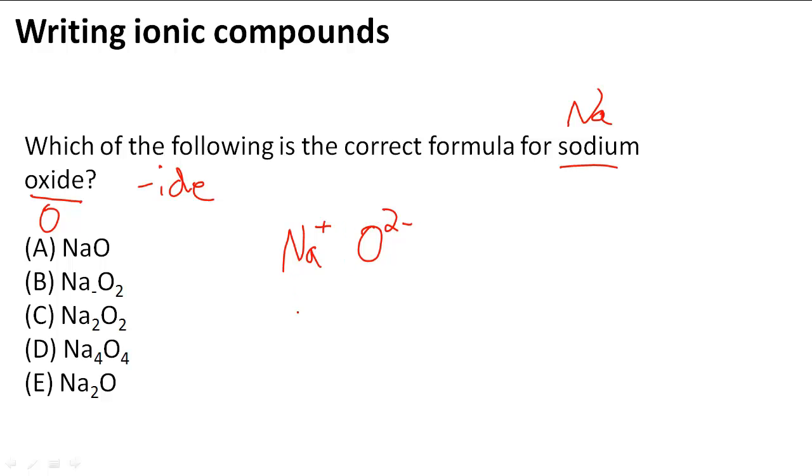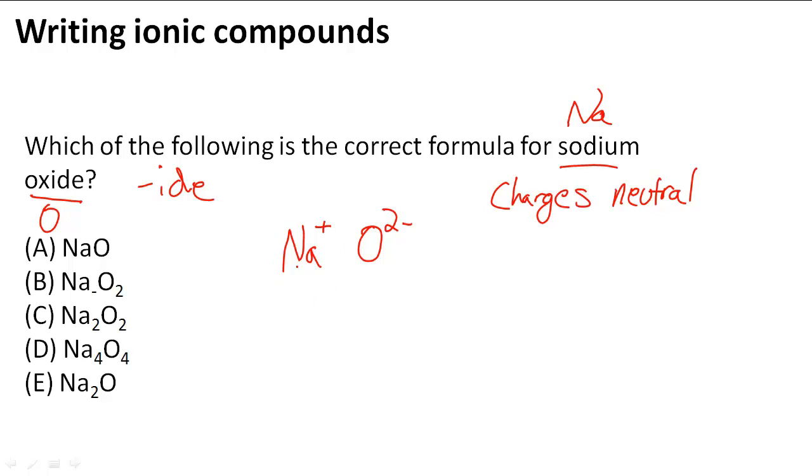What this means is that whenever we have an ionic compound, the charges of that whole ionic compound are going to be neutral. So we want to make sure that there's not a net positive or a net negative charge on this ionic compound. So we're going to figure out how much of each we need.